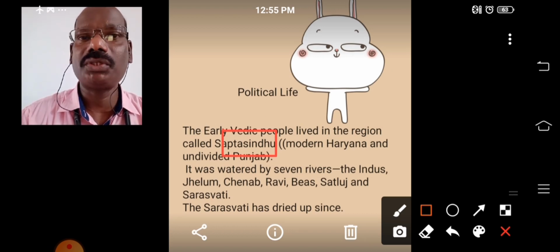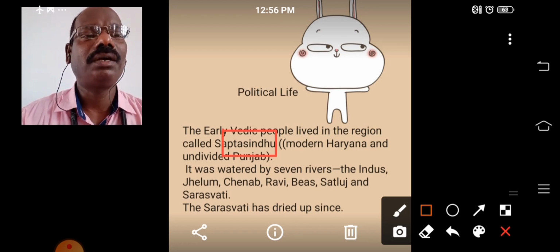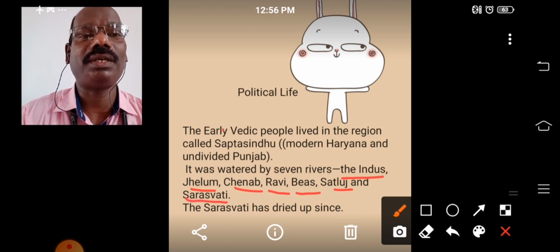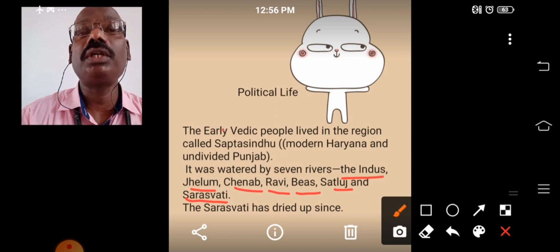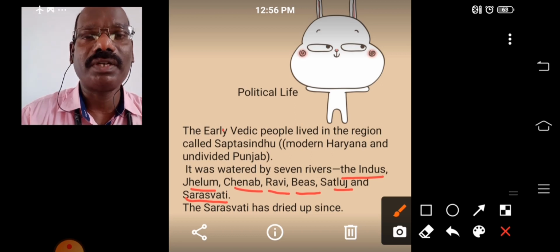Do you know what is called Saptasindhu? Saptasindhu means the name of 7 rivers. Which are the rivers? The names of the rivers are the Indus, Jhelum, Chenab, Ravi, Beas, Satluj and Saraswati. Indus 1, Jhelum 2, Chenab 3, Ravi 4, Beas 5, Satluj 6, Saraswati 7. How many rivers are there? Total 7 rivers. So these 7 rivers together are called Saptasindhu.